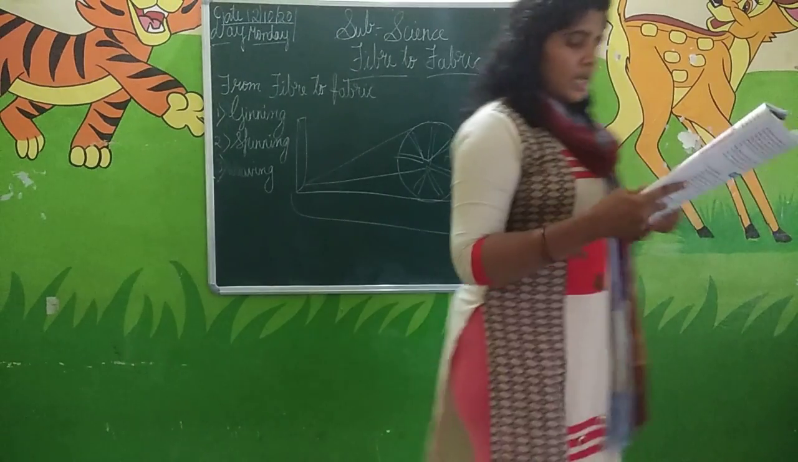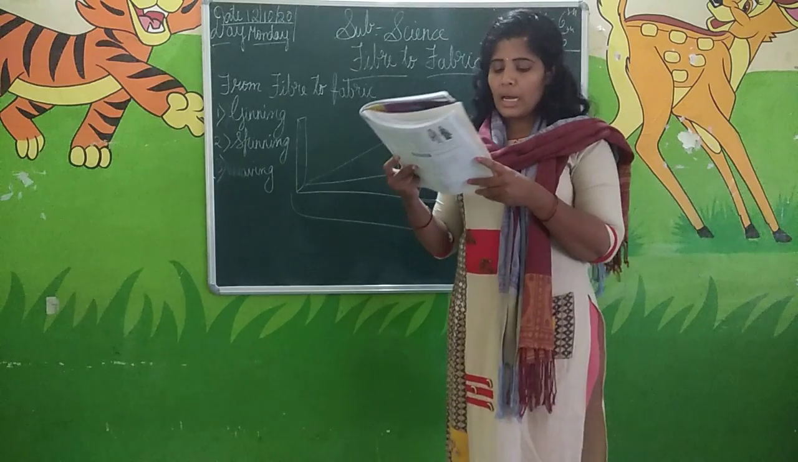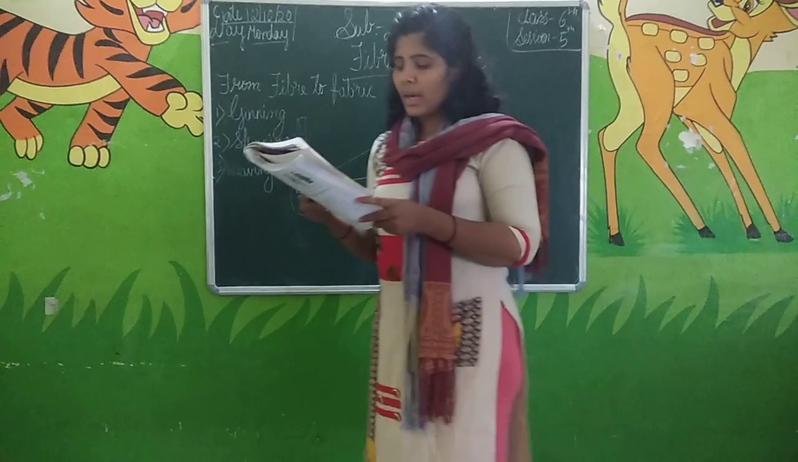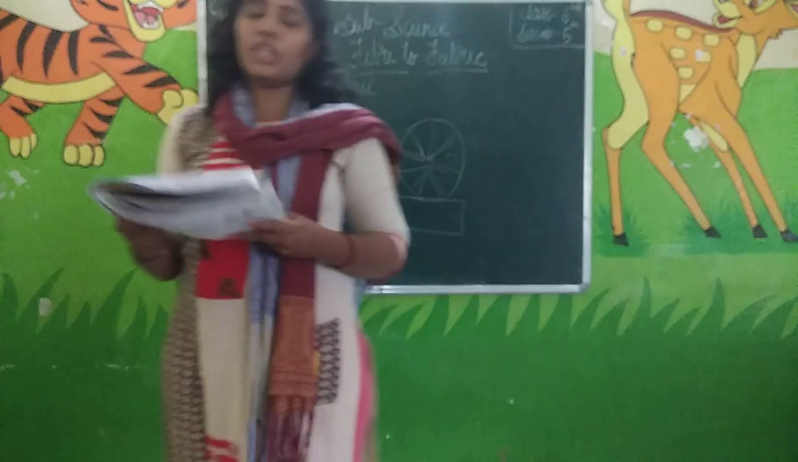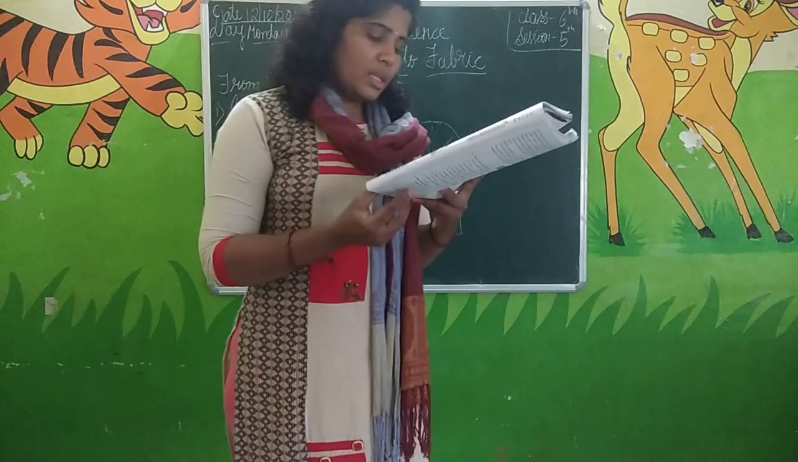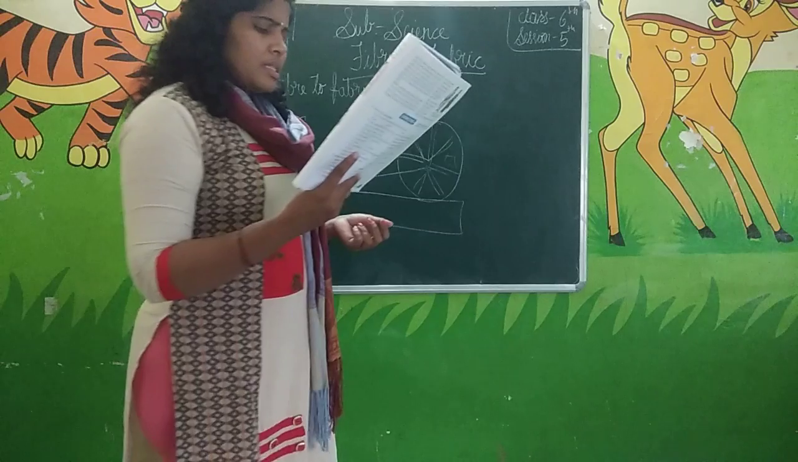Thereafter, the wool is spun into a fiber that is then knitted to make woolen cloths, either by hand or by machine. With the help of the machine or the hand, they make the woolen cloths. Next is silk.